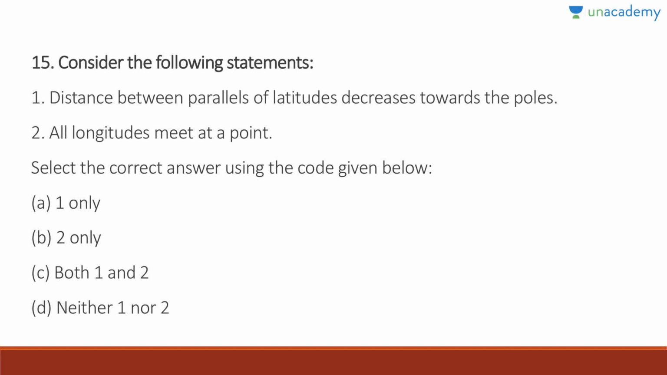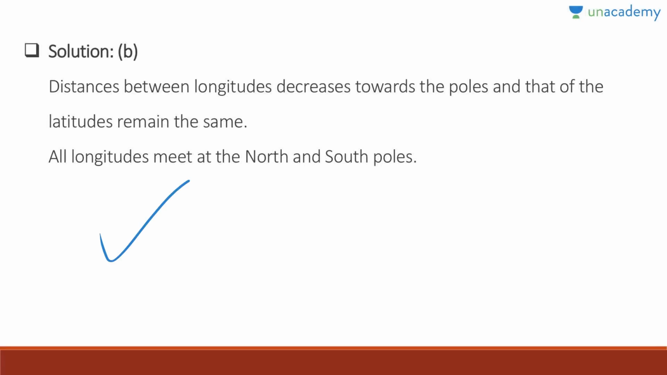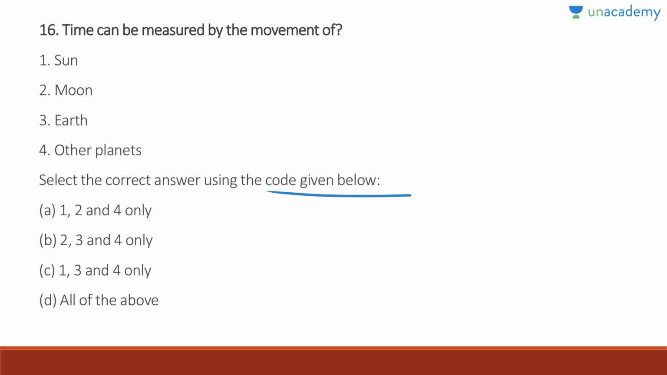Question number 15. Consider the following statements. Distance between parallels of latitude decreases towards the pole. Distance between longitudes decreases towards the pole. Latitude remains exactly the same. All longitudes meet at a point. Yes, at north and south poles, all the longitudes will meet. So answer here is B, that is 2 only. The distance between longitudes decreases towards the pole, but that of the latitudes remains the same, and all the longitudes meet at the north and the south poles.